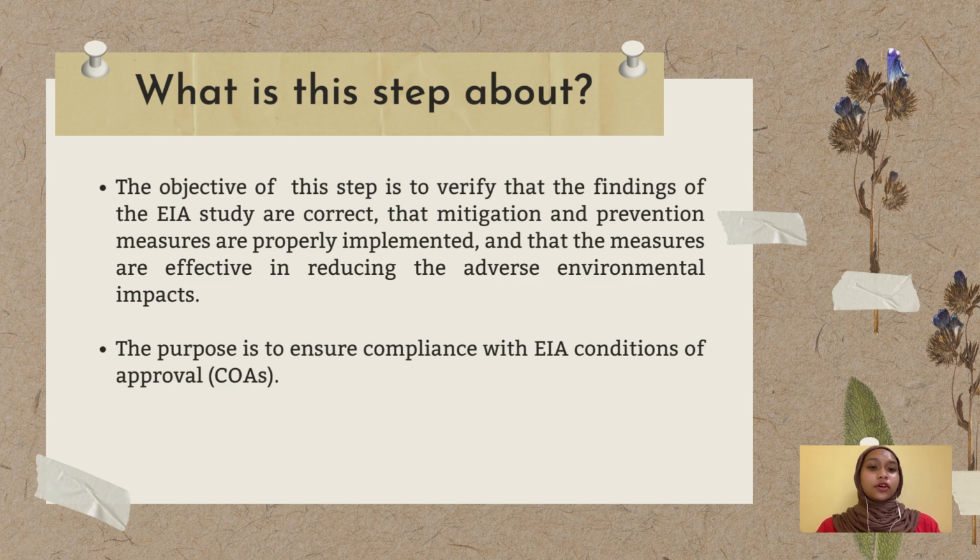So the objective of this step is to verify that the findings of the EIA study are correct, that mitigation and prevention measures are properly implemented, and that the measures are effective in reducing the adverse environmental impact. The purpose of this step is to ensure compliance with the EIA condition of approval (COA).